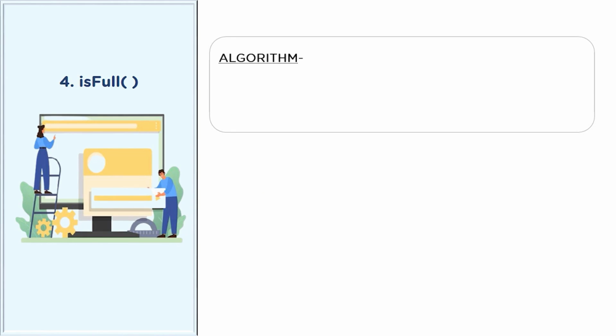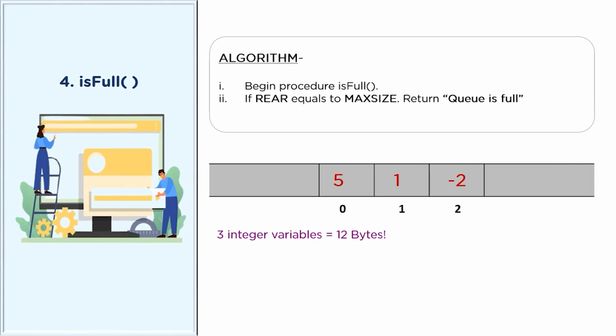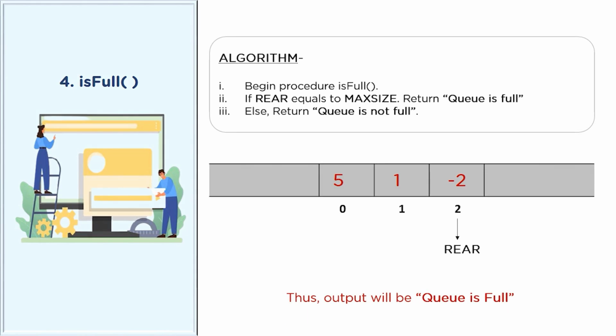The next operation on our list is isFull. In this operation, if the rear pointer points to the max size, then the queue is considered to be full as there is no space left for insertion. In our case, the max size of our queue is 12 bytes. Additionally, we are considering to enter only 3 integer elements, and one integer data element takes 4 bytes of the memory space. That means 3 integer elements will take 12 bytes. Hence, this function will prompt queue is full on the screen.